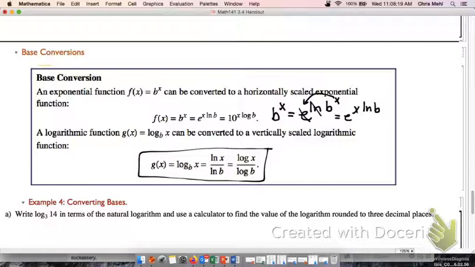Another useful reason to write this is it shows you that log base b of x is a transformation of natural log of x by the vertical scaling factor 1 over natural log of b. Or it's a transformation of log base 10 by a vertical scaling factor of 1 over log base 10 of b. Okay. So every exponential can be converted to a horizontally scaled exponential, a horizontal scaling of the exponential function e to the x or 10 to the x, and every logarithmic function can be converted to a vertically scaled logarithmic function base e or base 10.